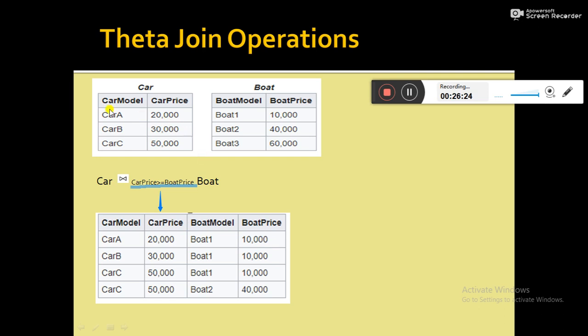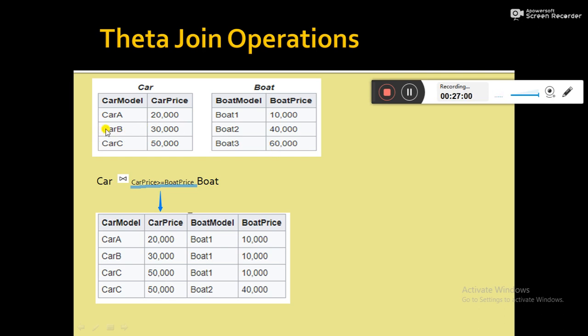Next, that record will be associated with the next record, since it is a Cartesian product, but whether it appears or not depends on the condition: car price is greater than boat price. This is 20,000, but this is 40,000. So the condition is false and that record will not be selected. Next, that record is associated with the third record and we check whether the condition is true or false. Is 20,000 greater than 60,000? No, so this is not going to be selected.